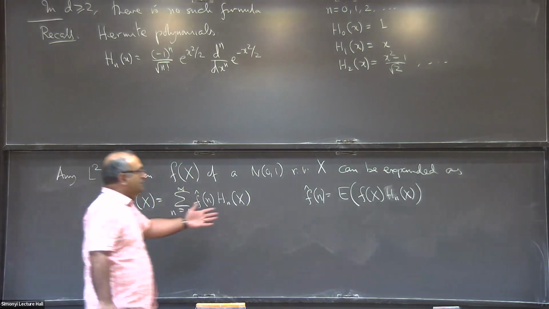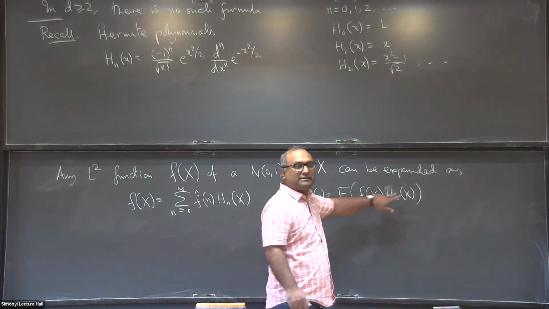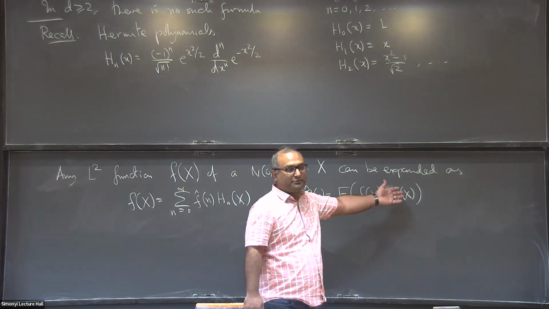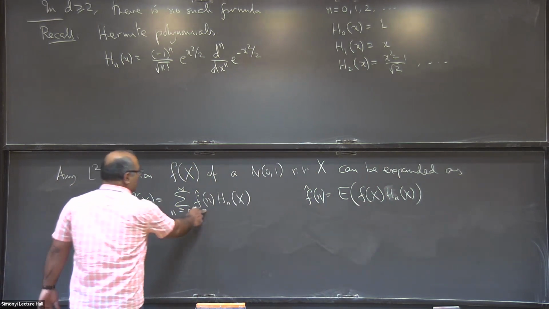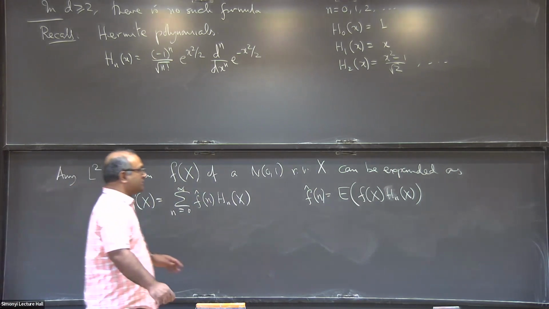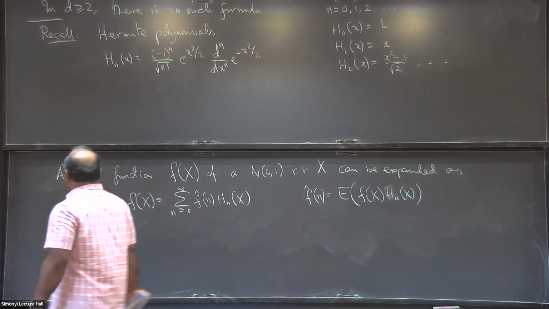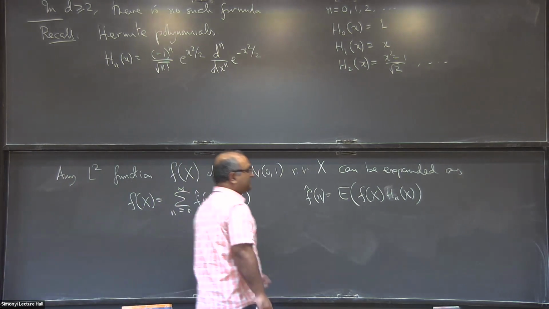So when you take the expectation of the product of these two functions, it's just the inner product with respect to L2(gamma). And these are the Fourier coefficients, and you have this expansion. So any L2 function has an expansion like this. Okay. So let's see how this is useful.